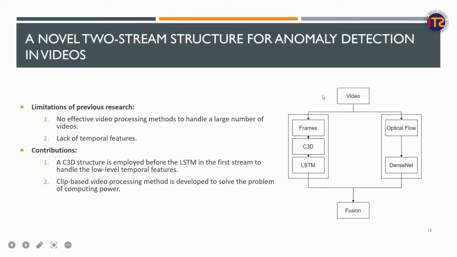So if you take a look at this block diagram, the input is the video. Okay, we have two tracks because all the time we are talking about two streams. On the left-hand side, we introduce the CVD structure to handle the low-level temporal features. On the right-hand side, the same as before, we use the DenseNet. But anyway, we have also introduced the clip-based video processing method to solve the power consumption issues.